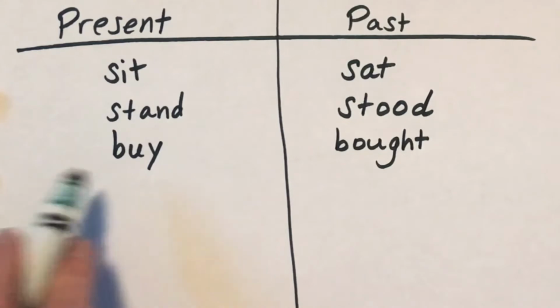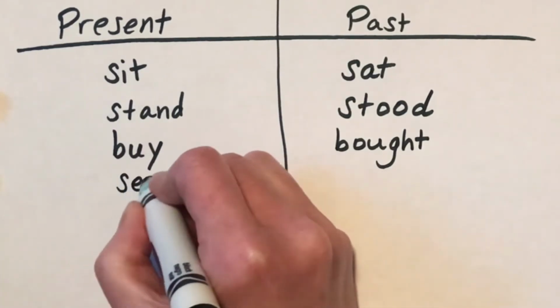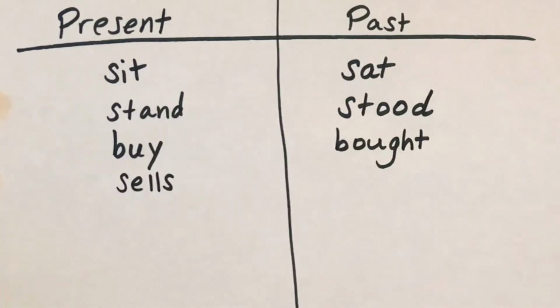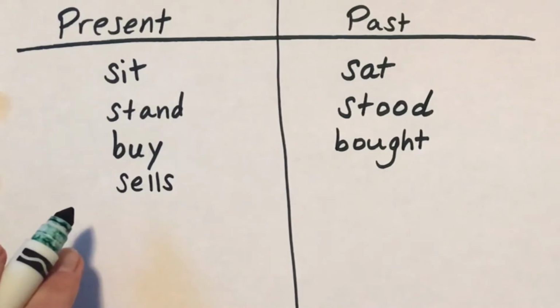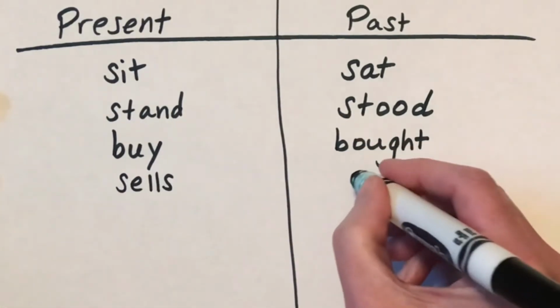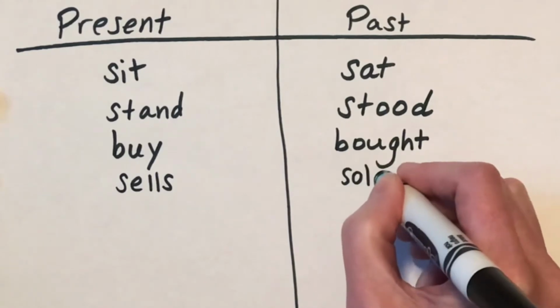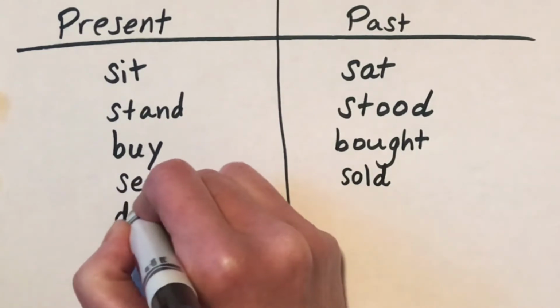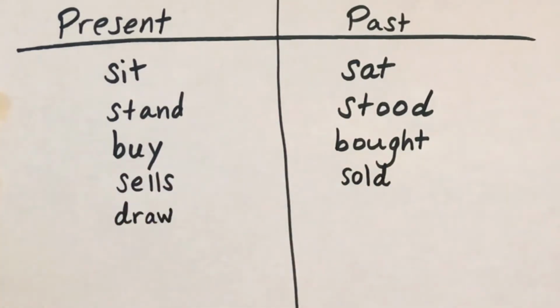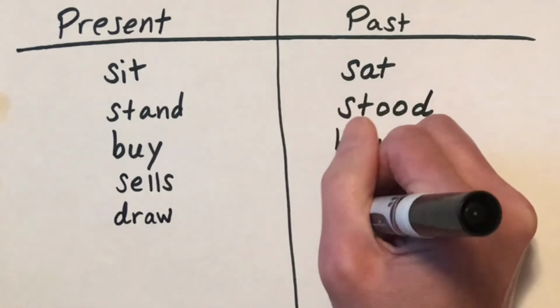The antonym or opposite of buy is the word sell. So I could say the store sells crayons. If I want to put this verb into the past tense, I'm going to say sold. The store sold crayons. Maybe I'm going to take those crayons home and I'm going to draw a picture with them. The past tense of draw is not drawed. The past tense is drew. I drew a picture.